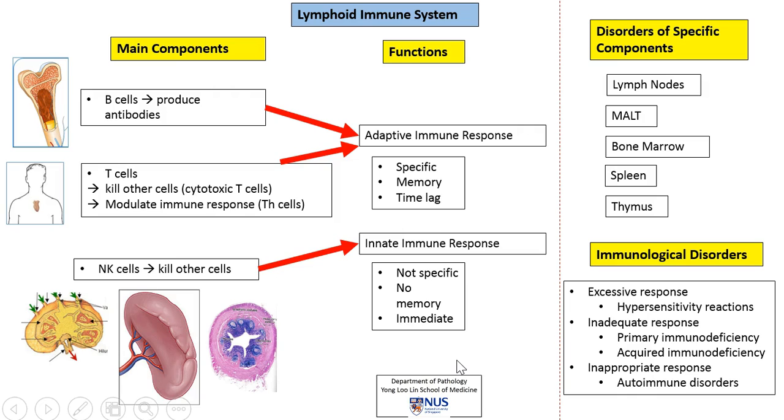So this is a very big picture overview of the lymphoid immune system. And if you remember it in terms of the components, the types of lymphoid tissue, the primary lymphoid tissues and the secondary lymphoid tissues, the main functions and the main pathologies in the different compartments, this will help you to understand this topic better.